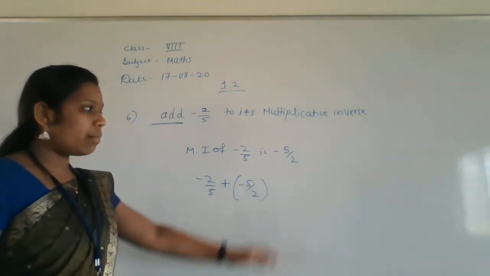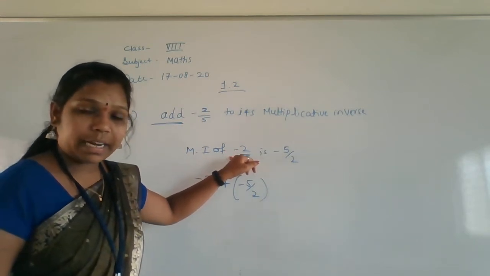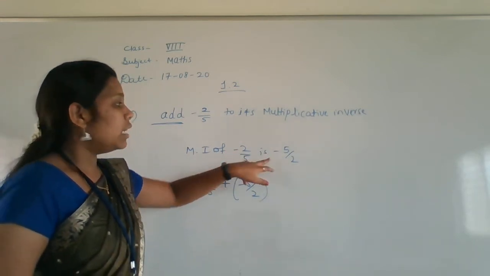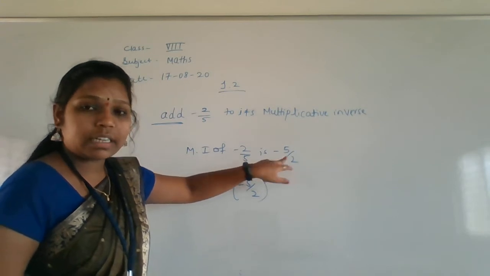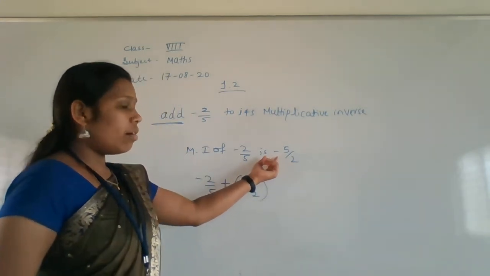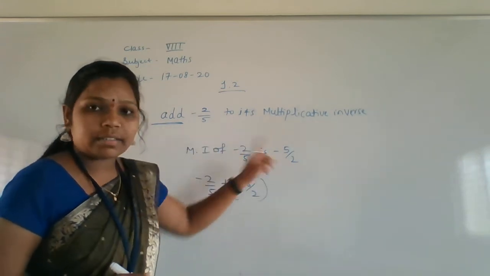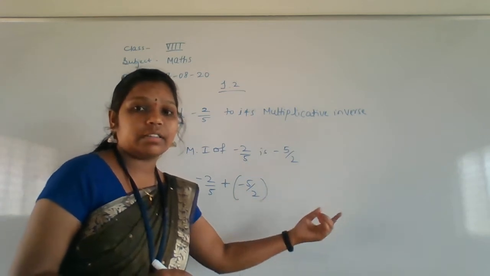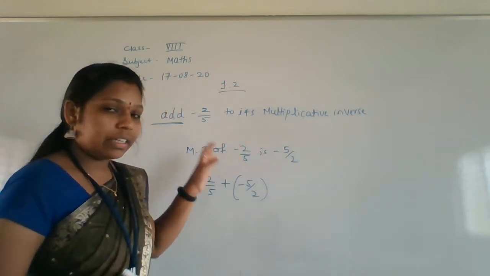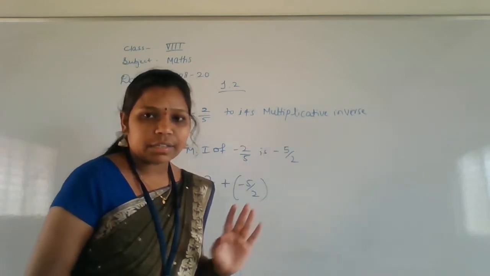Why do we take minus 5 by 2 only? Because the multiplicative inverse value is such that if you multiply both the values, then it must be 1. So we want a positive 1, which means we have to multiply with the minus sign only. Then only we will get 1. That is why the multiplicative inverse of minus 2 by 5 is always minus 5 by 2.